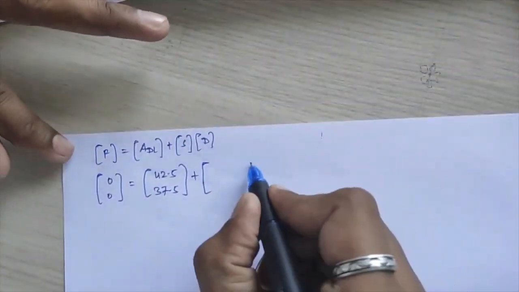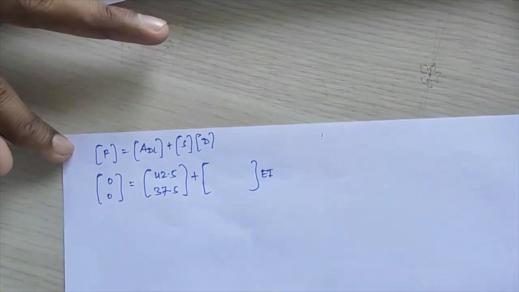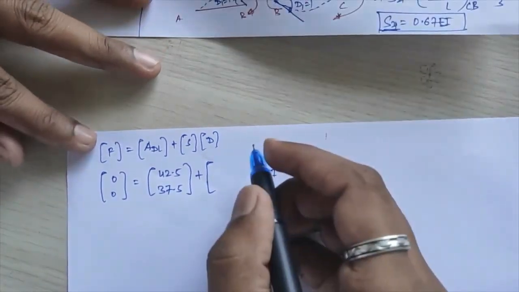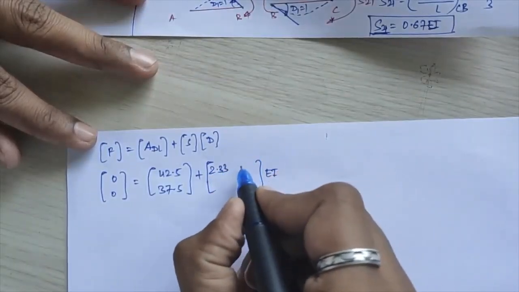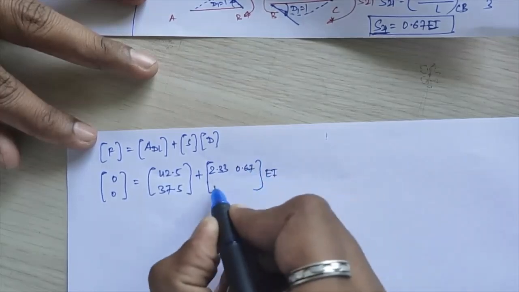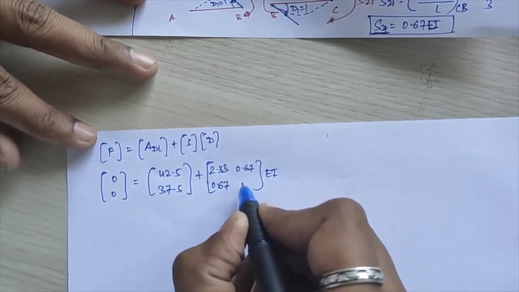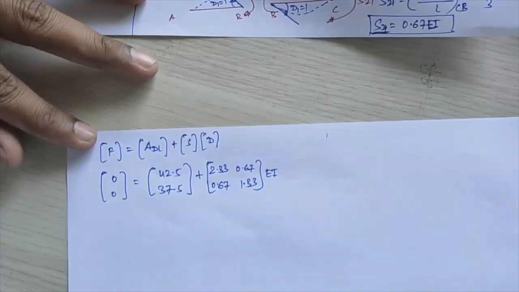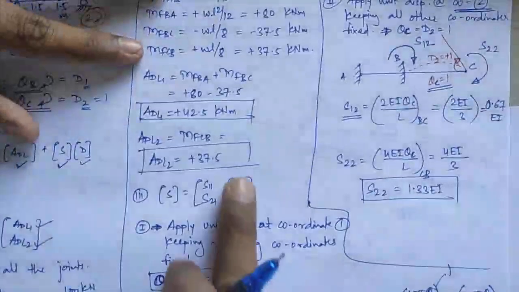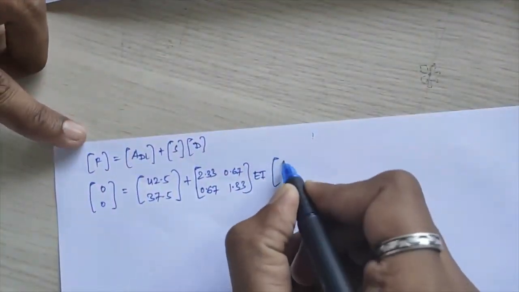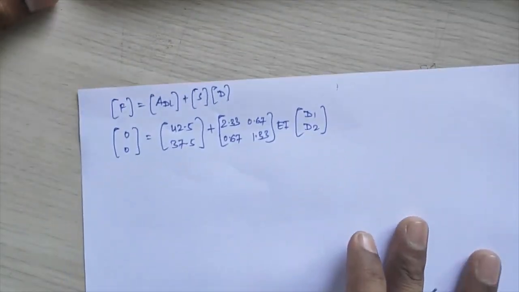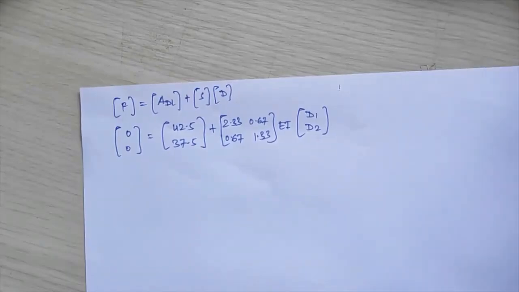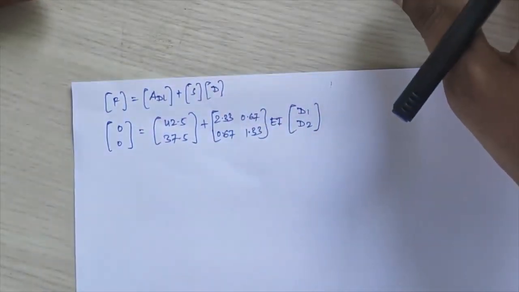So I will take EI common from all these values. S11 I have got as 2.33. Next S12 is 0.67, again 0.67, and S22 I am getting as 1.33. In this S matrix you have to substitute these values, multiplied by D, that is nothing but the redundant values D1 and D2. So if you again solve these equations over there.